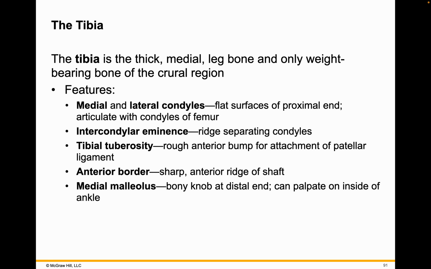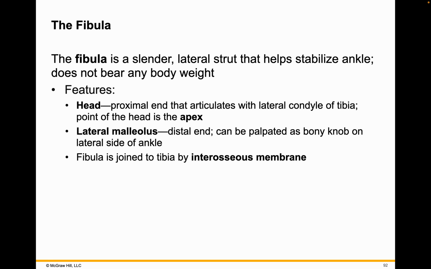The tibia is the thick medial bone. It's the only weight-bearing bone in the lower leg. It has medial and lateral condyles, intercondylar eminence, tibial tuberosity, anterior border, and medial malleolus. The fibula is not a weight-bearing bone. It is a slender lateral strut that helps stabilize the ankle. It has a head, a lateral malleolus, and an interosseous membrane holds it to the tibia.